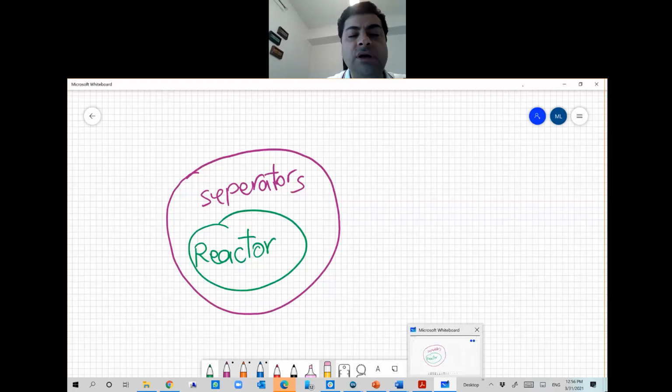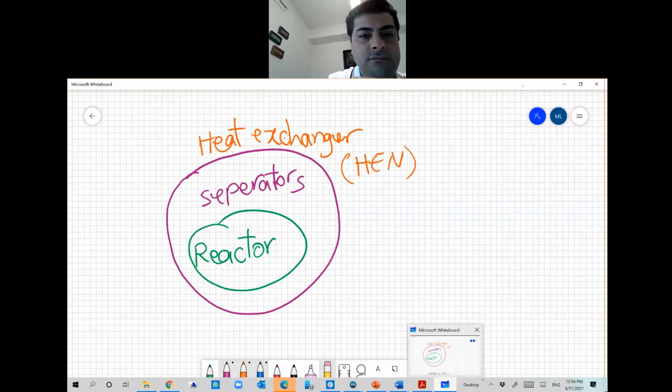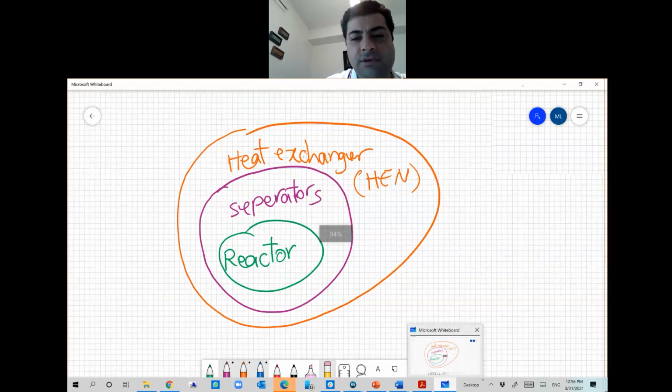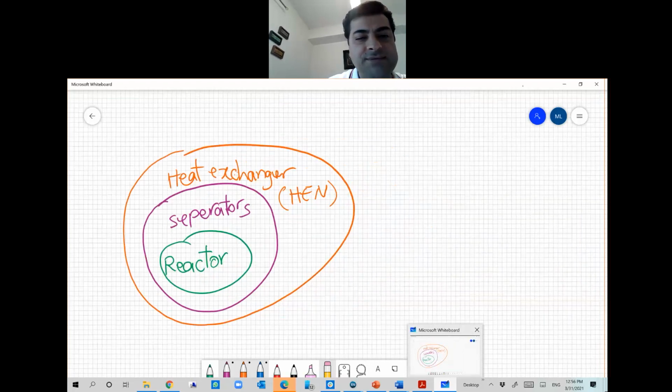But after you design a reactor and you design your separator, then you need to design your heat exchangers, or in other words, the heat exchanger network. Because of the limitation of space, my shapes are not really circular, so I hope you accept it.